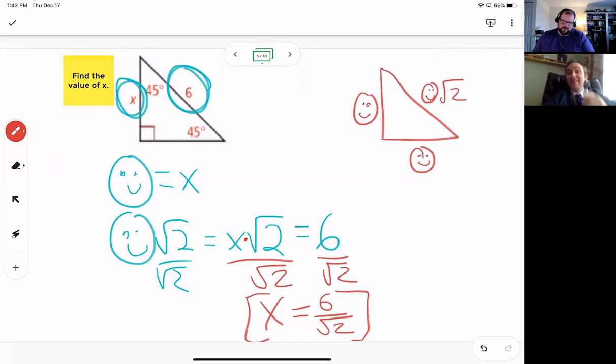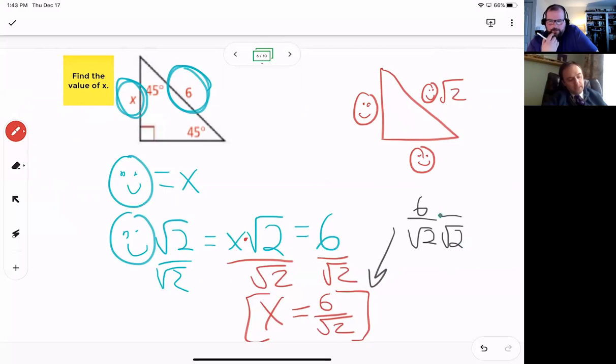Rationalizing denominators. That's the term. I was thinking simplifying square roots, but that's different. So 6 over root 2, what they're going to do is multiply that by its friend, root 2, and we have to do that on top. So that's going to be 6 root 2 over 2, which is 3 root 2.